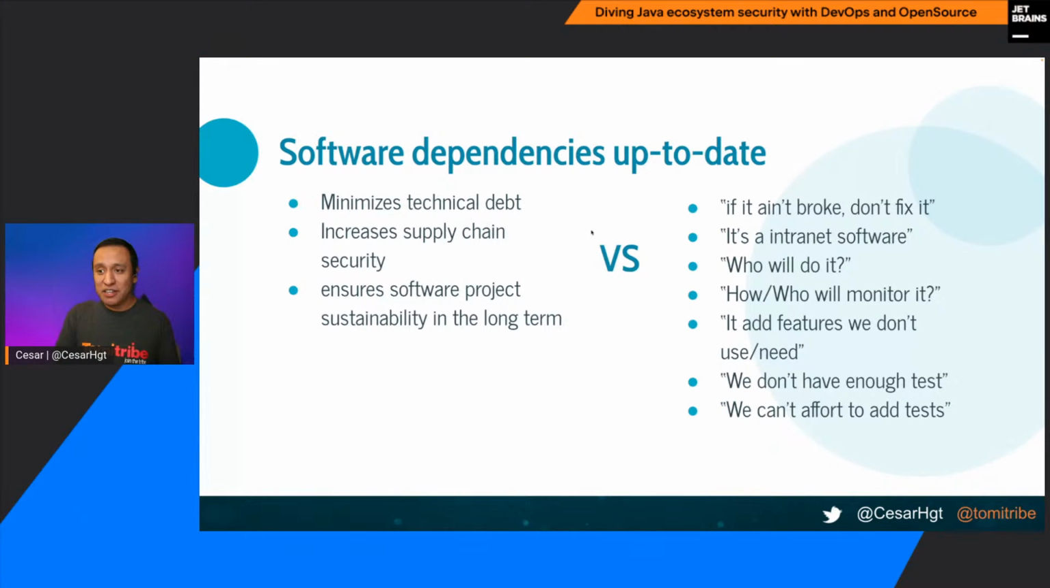Software dependency management. Okay. And again, I always try to connect what we hear and learn in sessions, and we all leave the session really motivated. Oh, I need to keep my software dependencies up to date, because that minimizes technical debt. I'm going to go as an architect and talk to my developers and say, we increase our supply chain security, we keep our dependencies up to date. And this ensures software sustainability in the long term.